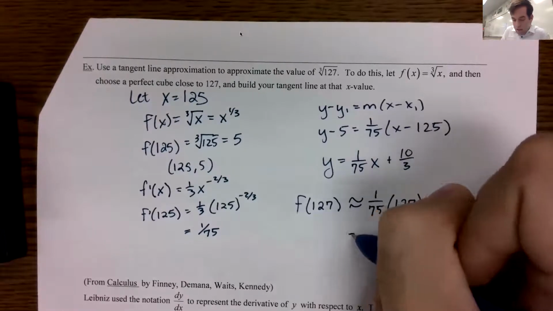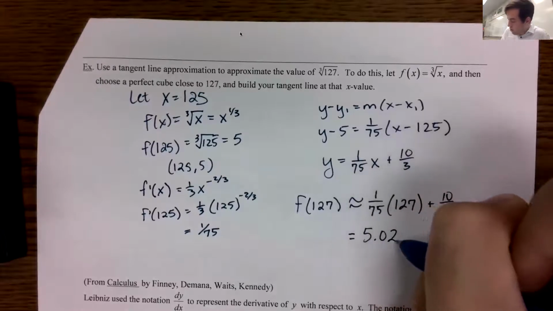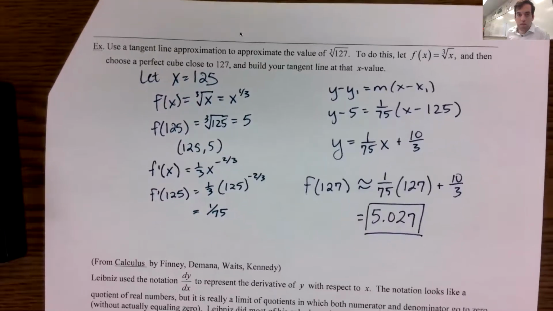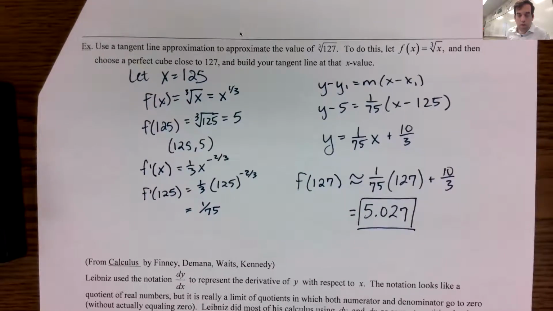And that equals 5.027. So that's our approximation for the cube root of 127. All right, that was the same process again as in the previous question.